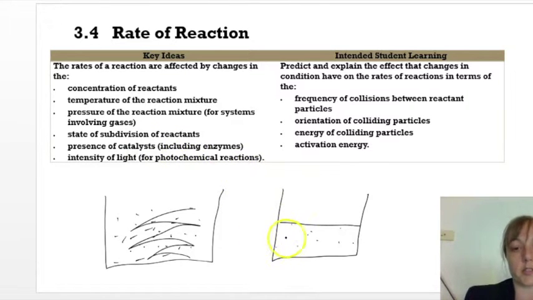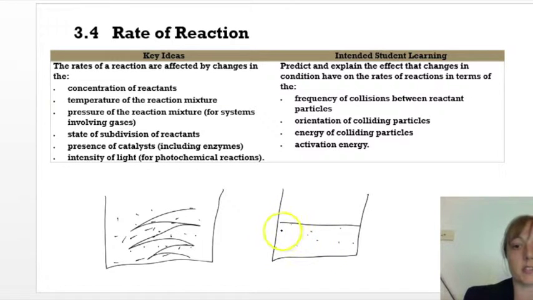Similarly, if we increase the surface area, and that's by turning something into a more powdered form or getting things that are smaller bits, we're going to increase the area for colliding, therefore increase the number of successful collisions.